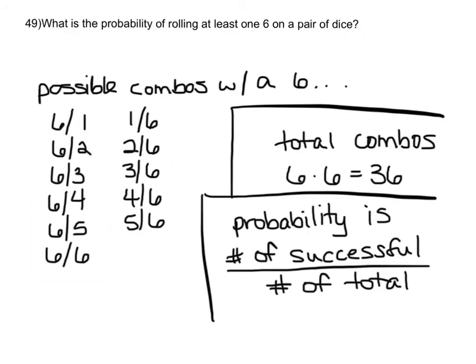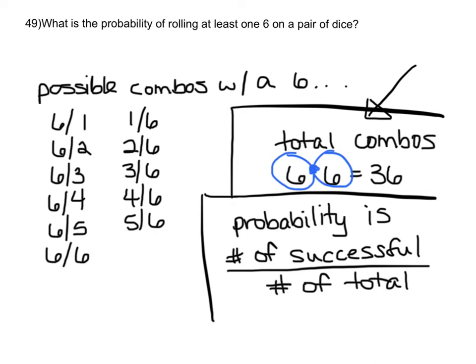In number 49, it's asking what is the probability of rolling at least 1 six on a pair of dice. First of all, it's important that you identify that you're talking about a pair of dice and not just a single die. So when you take a look here, we're talking about our total combinations. There's 6 possibilities on the first die, and 6 possibilities on the second die. So you multiply them together, and you get 36 total combinations.